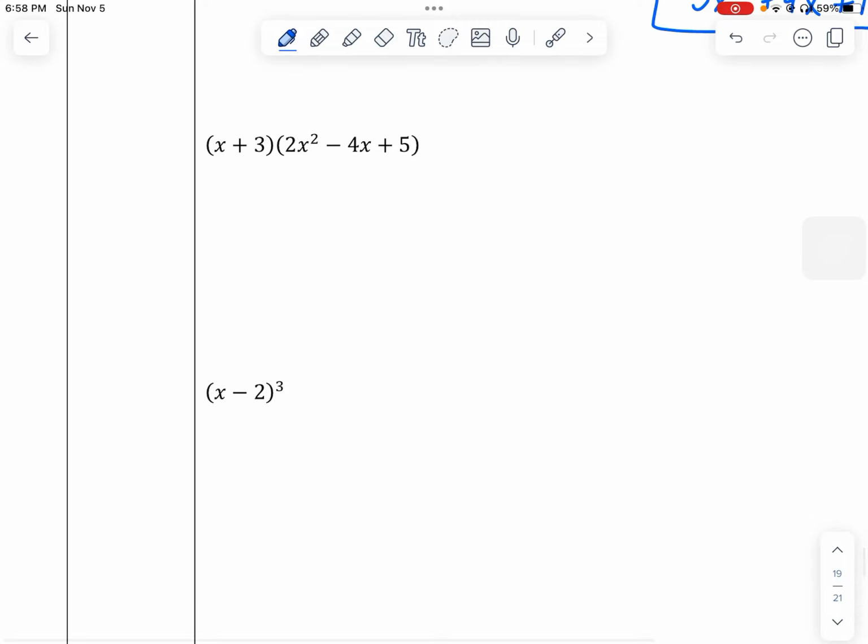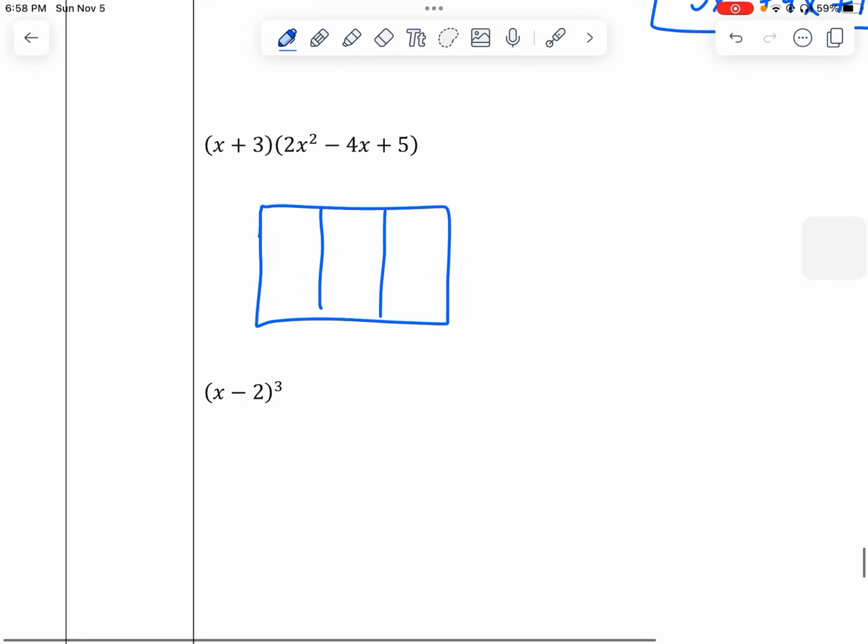When multiplying, you can FOIL. So multiply x by everything, multiply 3 by everything, write down 6 terms, combine like terms. I do like to organize these ones with the box because it helps to keep it organized. We don't lose any of our terms and you're less likely to make a mistake. So we put x plus 3, 2x squared minus 4x plus 5, and then we're multiplying, which is the same thing we were doing when we distribute.